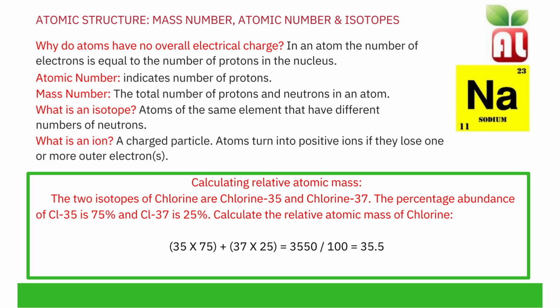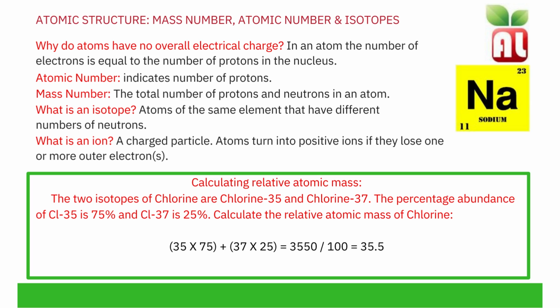The atomic number of an element indicates the number of protons. The mass number of an element is the total number of protons and neutrons in an atom. It does not include the number of electrons, as electrons have no mass. An isotope is a different form of the same element.